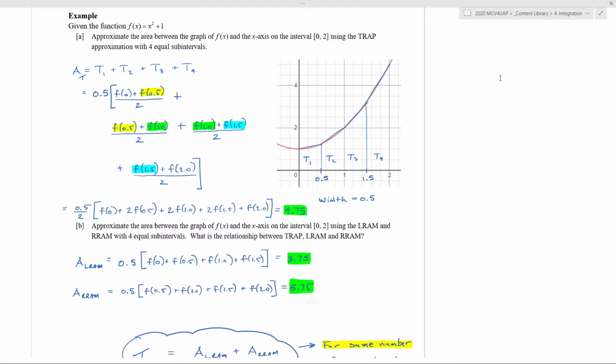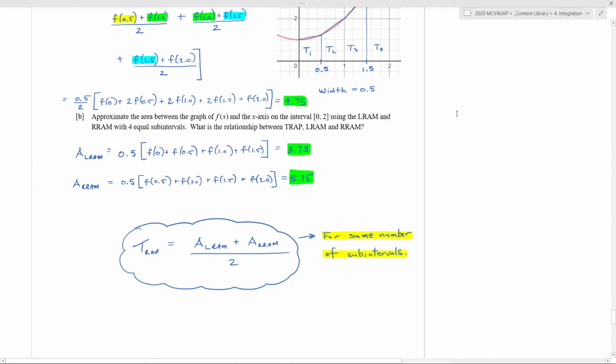So now I want to compare the trapezoidal approximation, which is 4.75, with the LRAM and RRAM, and you can see that you can come up with this relationship that the trapezoidal approximation is just the average of LRAM and RRAM. So all you got to do is take LRAM, take RRAM, divide by 2, and that'll give you the trapezoidal approximation every time, as long as you're using the same number of intervals.